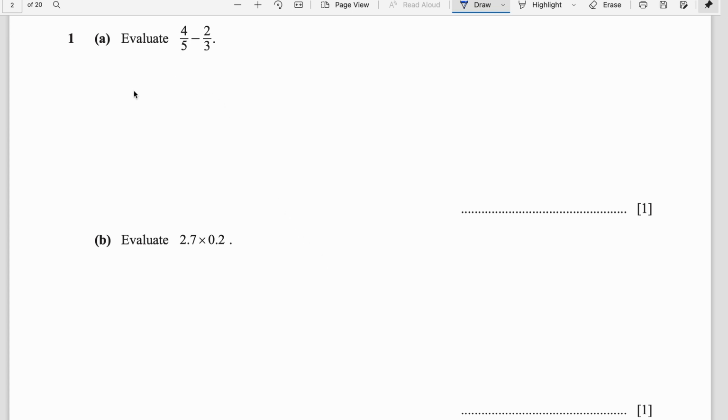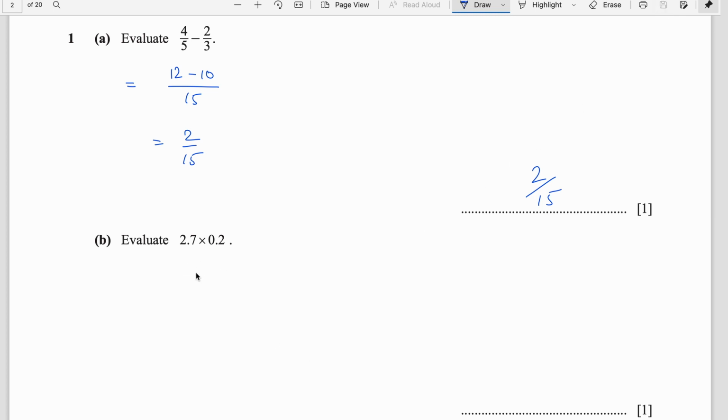Question number 1. Evaluate 4/5 minus 2/3. The LCM of 5 and 3 is 15. 15 divided by 5 is 3, 4 times 3 is 12. 15 divided by 3 is 5, 5 times 2 is 10. So you get 2/15.